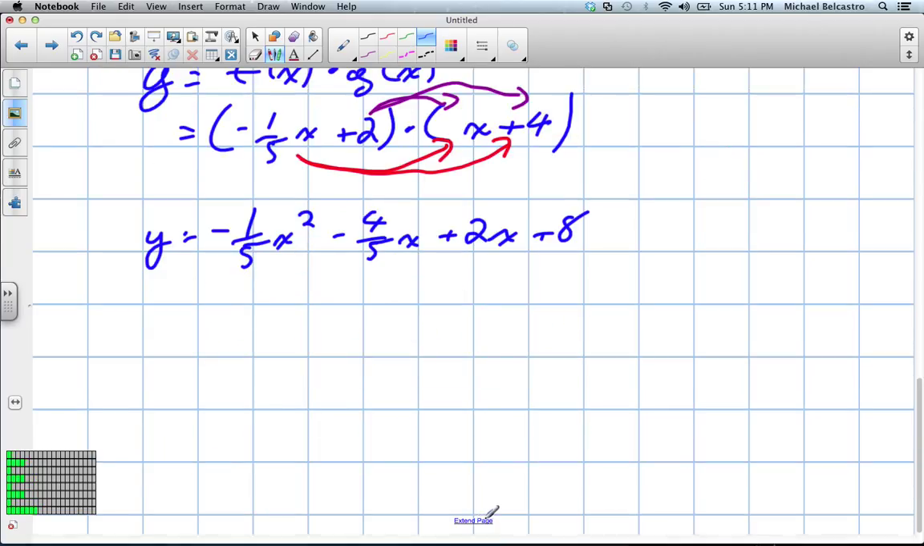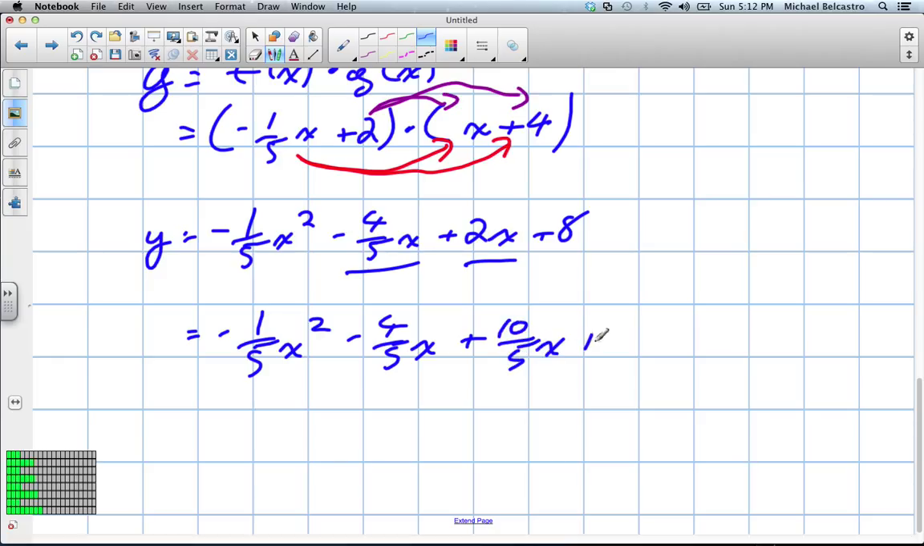We only have two like terms. Do you know what they are? The x and the x, yeah. I'm going to try to make it a fraction just so it's easier to work with. So negative 1/5 x squared, then negative 4 over 5x plus 2x, which is 10 over 5x, plus 8. Negative 4 over 5x plus 10 over 5x is 6 over 5x. So plus 6 over 5x plus 8. So now we have a quadratic. Oops, sorry, this is squared.